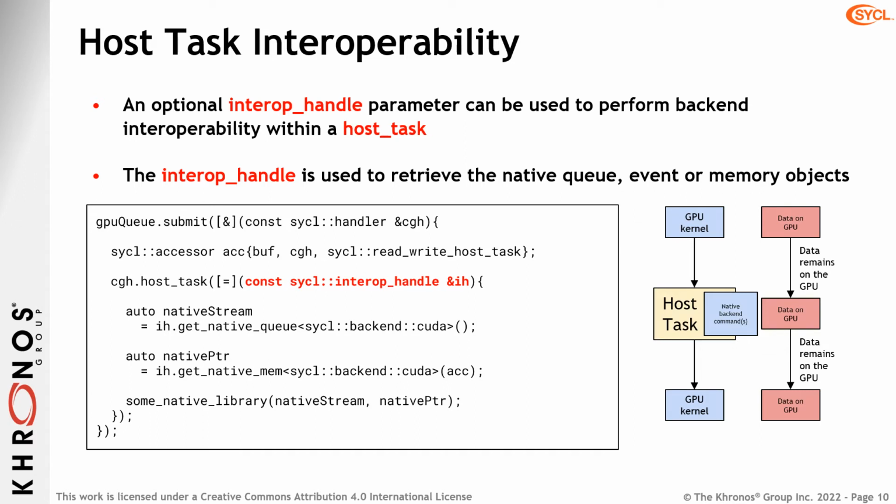One final point, the native backend objects returned are relating to the internal SYCL runtime state at the point in the dependency graph that the host task is being executed. So this means that when the host task function is called, dependencies have already been resolved.